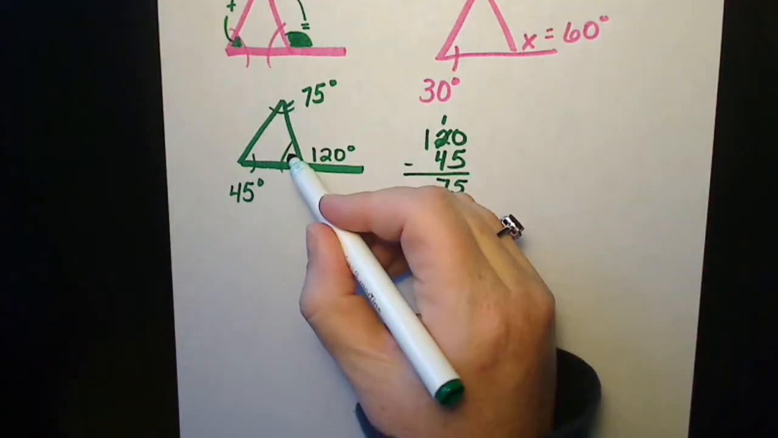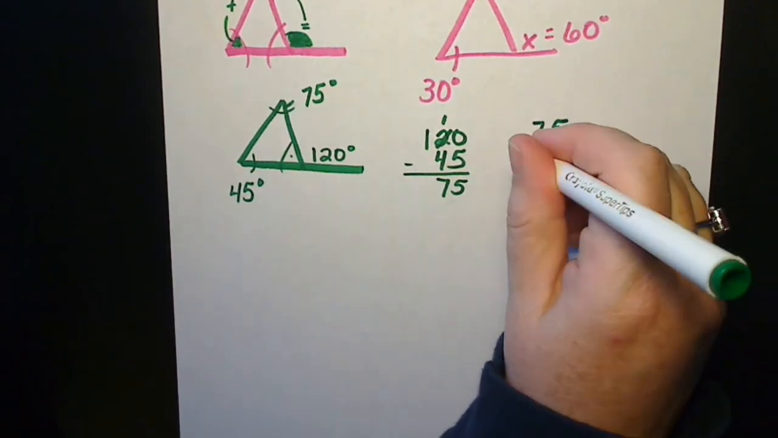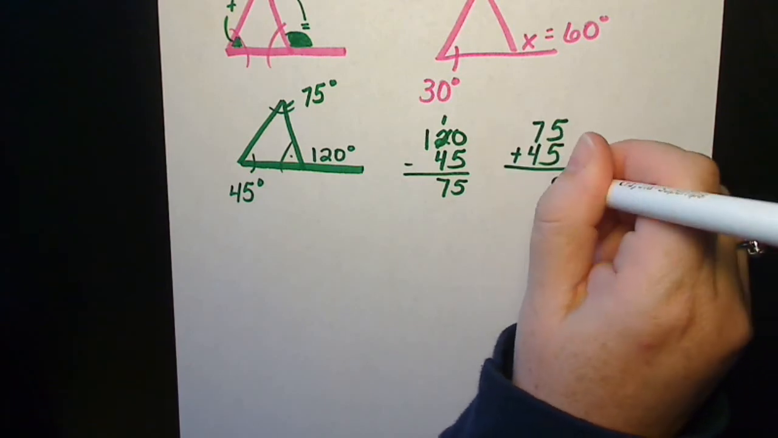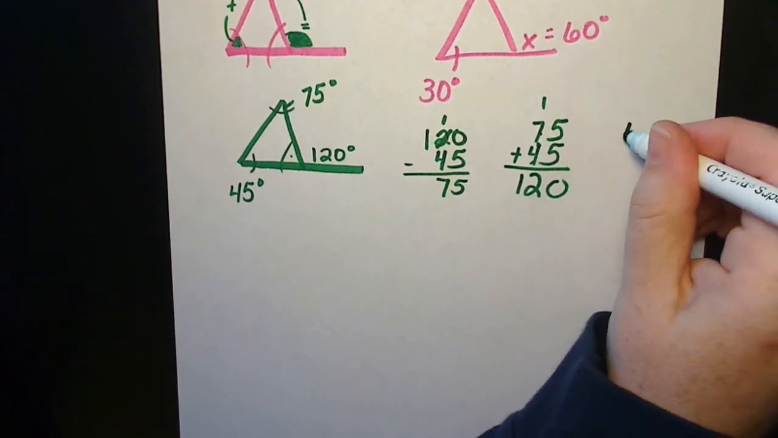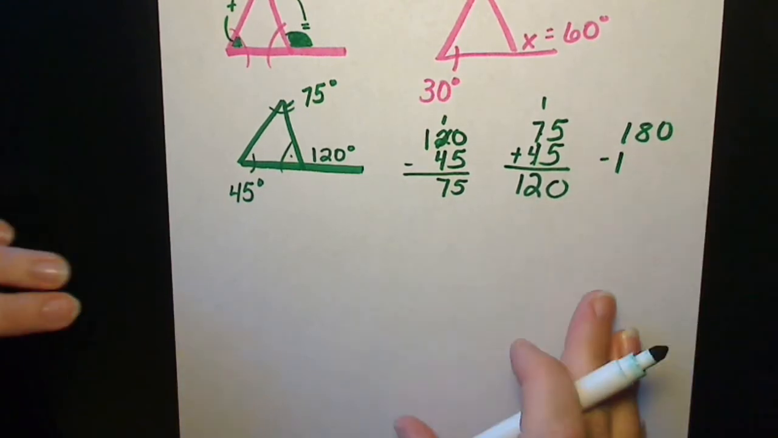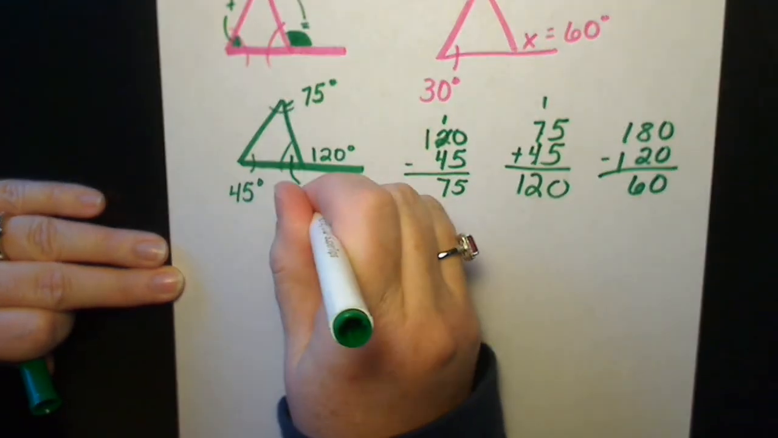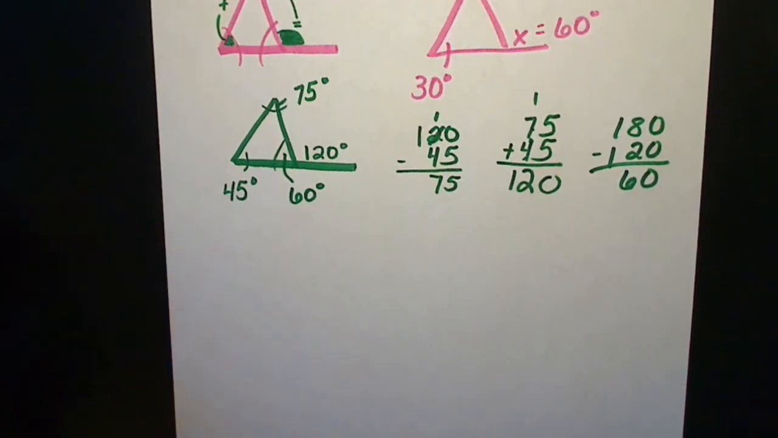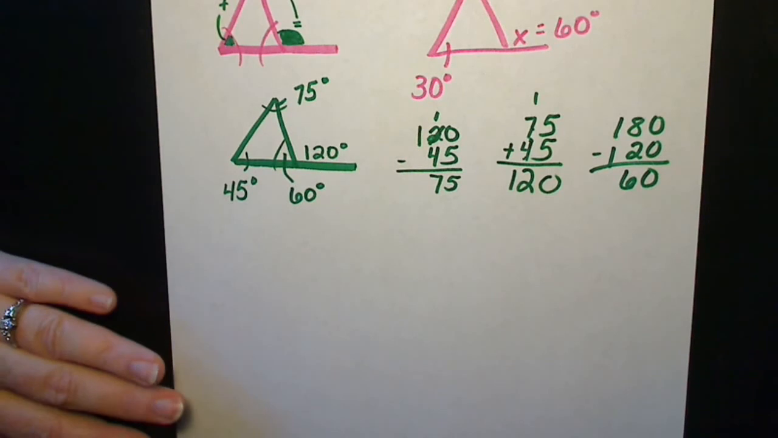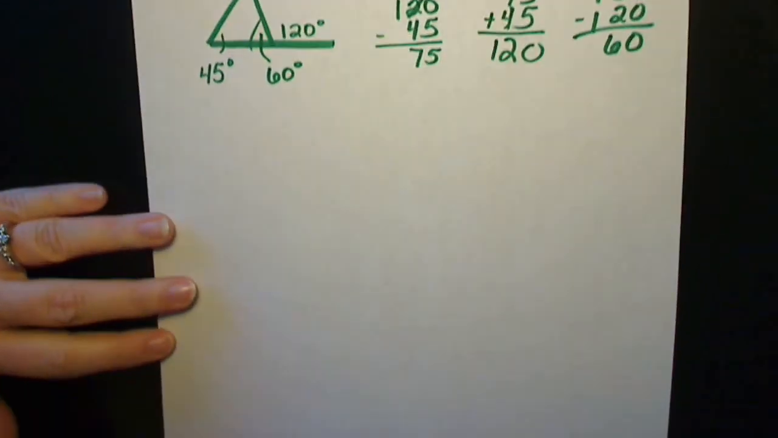To find out what that one is, you would add your 75 plus your 45 and then subtract that from 180, and that would tell you that that angle right there is 60. Every triangle is 180. Okay, let's look at our last example of what's going to be on your test.